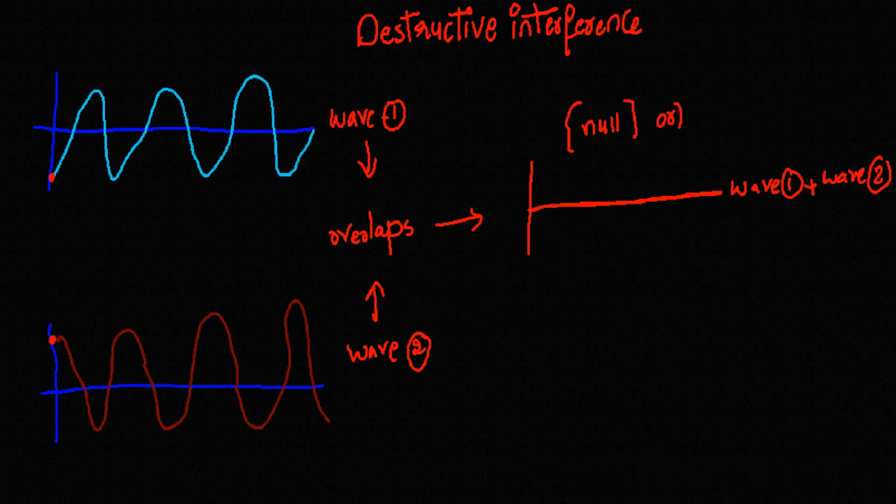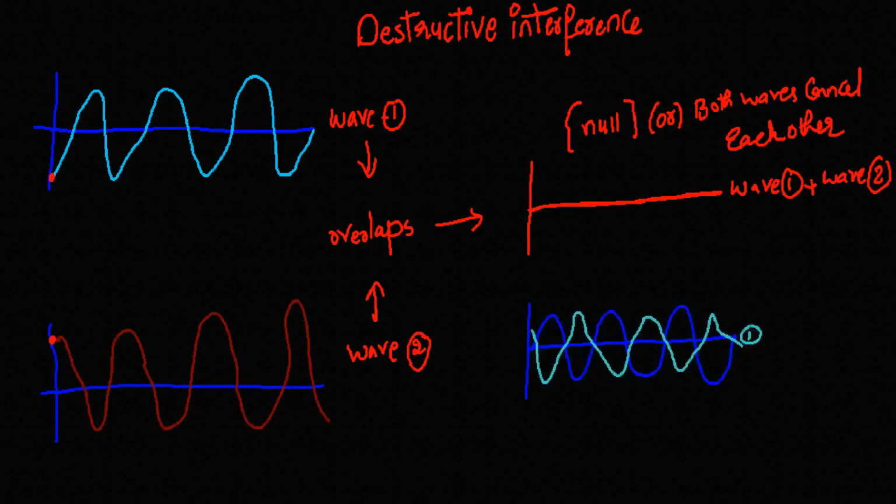In destructive interference, when these two waves overlap on each other, they do not merge exactly like they did in constructive interference. The reason is clearly that wave 1 and wave 2 are not identical waves. If you see here, the first peak of the first wave is in a positive region and the first peak of the second wave is in a negative region.